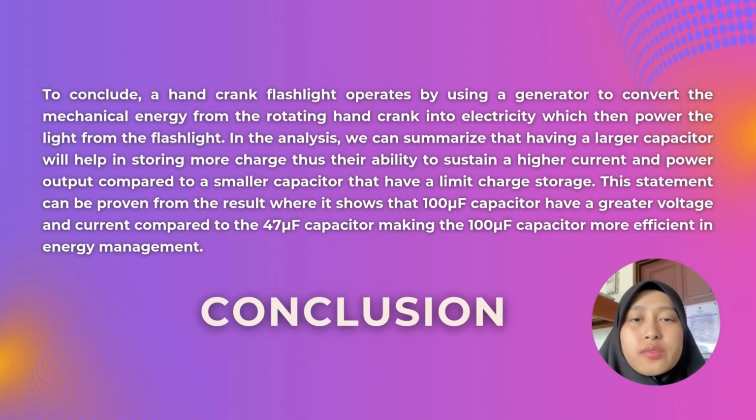To conclude, a hand crank flashlight operates by using a generator to convert the mechanical energy from the rotating hand crank into electricity, which then powers the light of the flashlight. In the analysis, we can summarize that a larger capacitor helps in storing more charge, thus having the ability to sustain a higher current and power output compared to a smaller capacitor that has limited charge storage. This statement is proven by the results, which show that the 100 microfarad capacitor has a greater voltage and current compared to the 47 microfarad capacitor, making it more efficient in energy management.